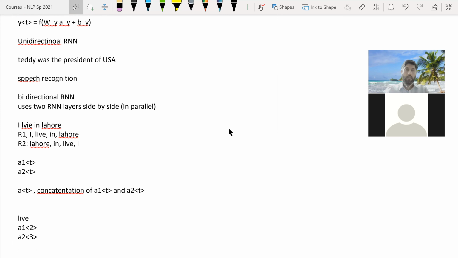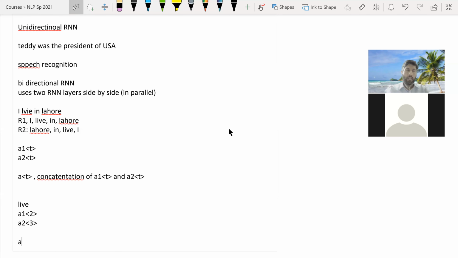So now the output A at 2 would have information of I as well as information from the right hand side: live, Lahore, and in. And then you can make the output based on that.